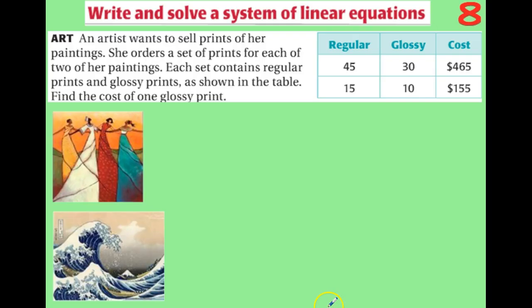Alright, our last question. This is a word problem using exactly the same information that we've been working on today. It says write and solve a system of linear equations, meaning we're going to have two equations. It says an artist wants to sell prints of her paintings. Cool, don't need that information though. She orders a set of prints for each of her 2 paintings. Each set contains regular prints and glossy prints, as shown in the table. Find the cost of one glossy print.